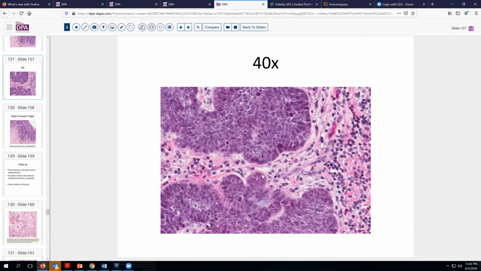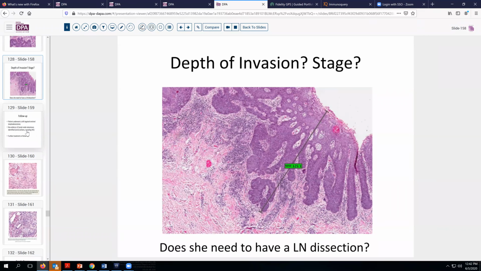Here's some areas of budding and so forth from it. And another slide. So here's the measured depth, 1.52 millimeters. So let's see, Beth, does she need to have a lymph node dissection?